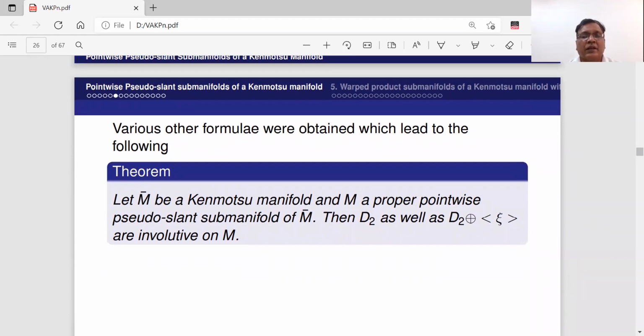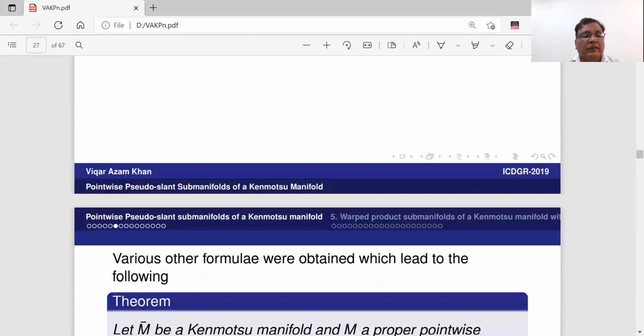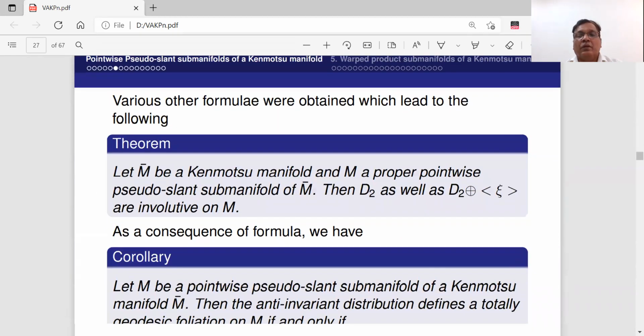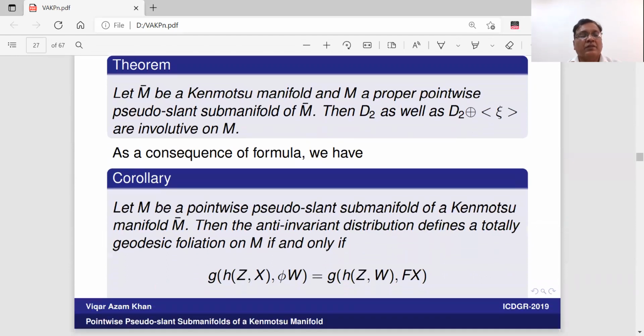This says that if M bar is a Kenmotsu manifold and M is a proper pointwise pseudo-slant submanifold of M bar, then D2 as well as D2 direct sum xi are involutive on M. Okay, so one of the consequences of this theorem was that if M is a pointwise pseudo-slant submanifold of a Kenmotsu manifold, then the anti-invariant distribution defines a totally geodesic foliation on M if and only if this happens. This is a consequence of some other formulas. So these are interesting results.